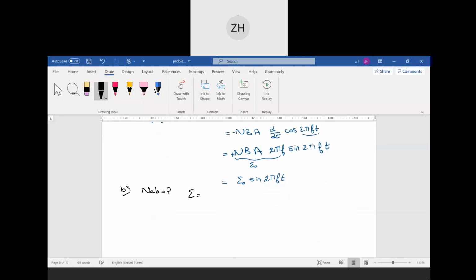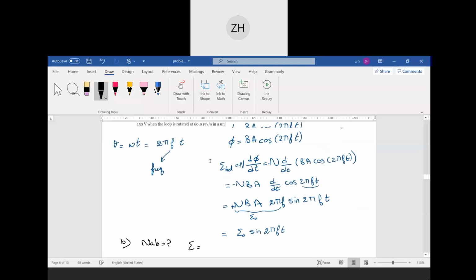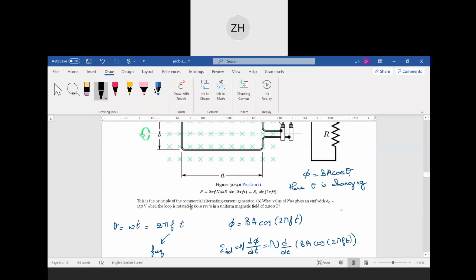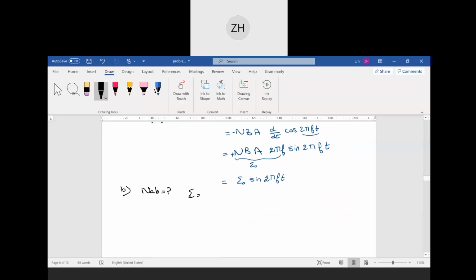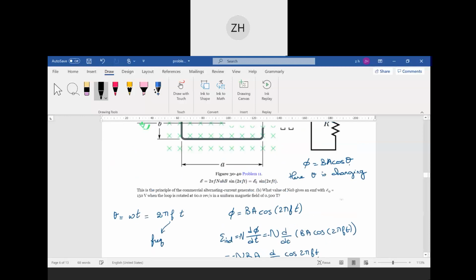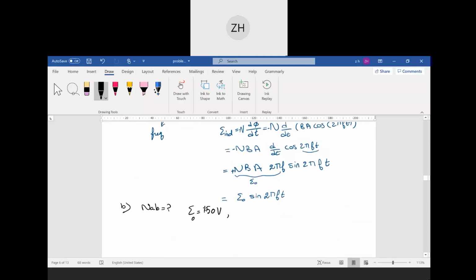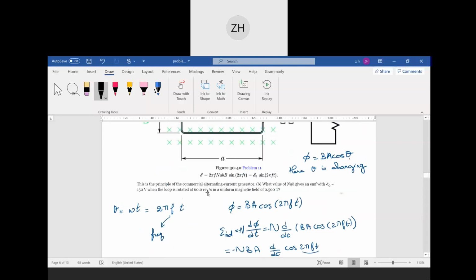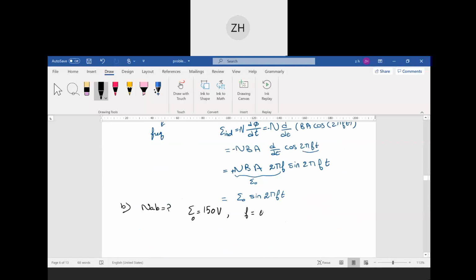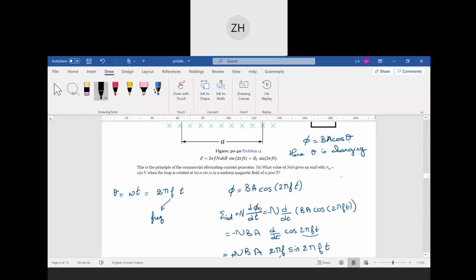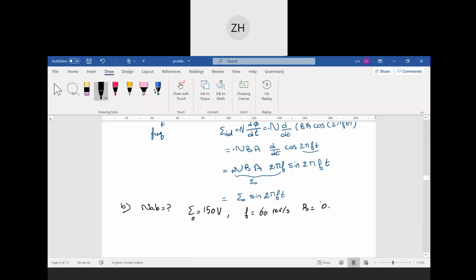We are given that E0 is 150 volts. We are given that we are rotating at 60 revolutions per second. This is obviously f. We can know that from the unit, which is revolutions per second. So this is the frequency. And B is given to be 0.5 Tesla.